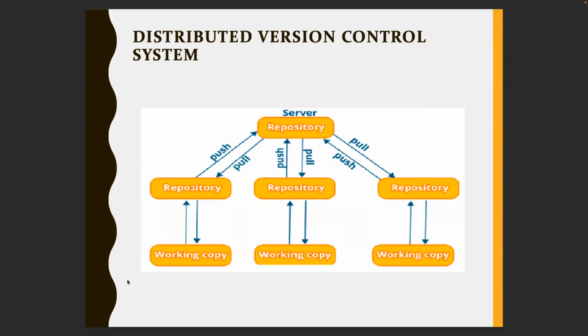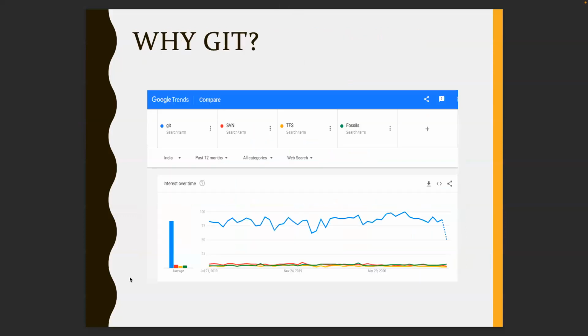Now that we learned the architecture of a version control system in general, we will talk about the architecture of Git in particular. Before that, see here, this is the Google Trends from 2020. You can also check out the latest graph. When Git is compared with other tools like SVN, TFS, Fossil, the blue graph is for Git. Git is very widely used and is a leader in the category.